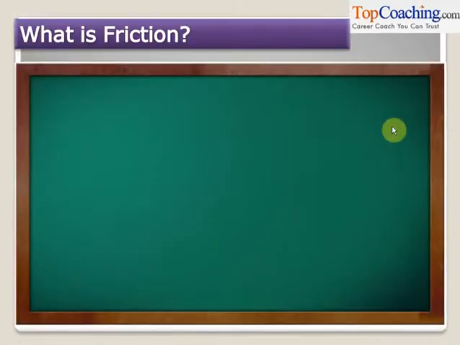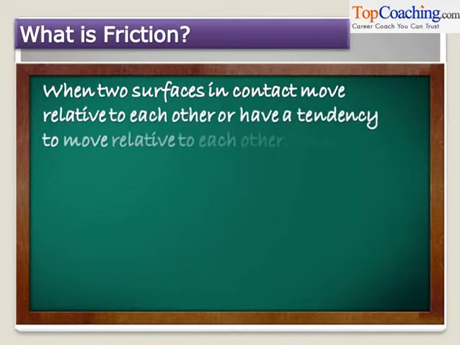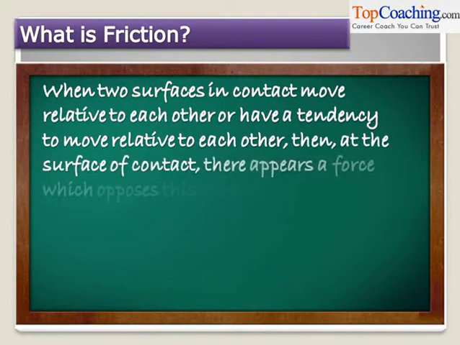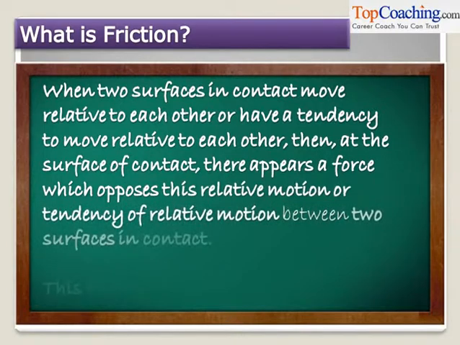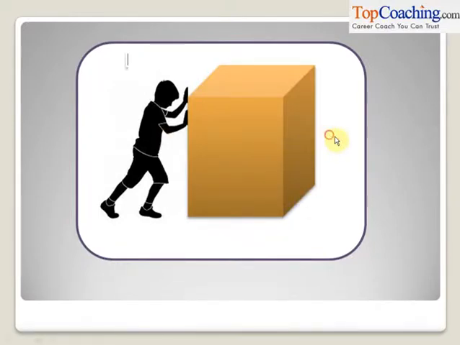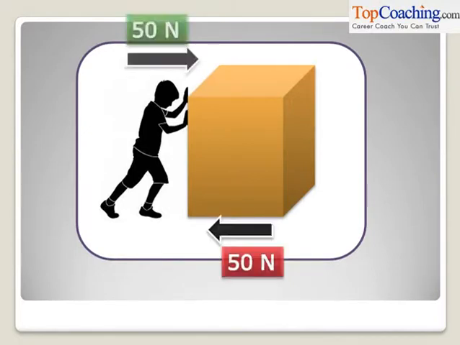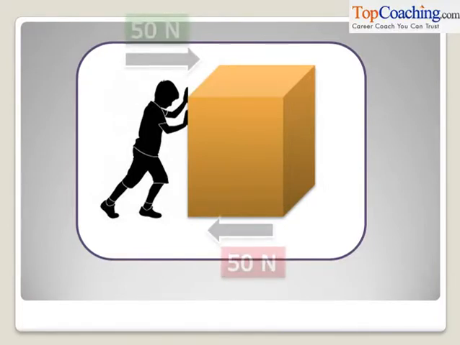So let's first understand what friction is exactly. When two surfaces in contact move relative to each other, or when they have a tendency to move relative to each other, then at the surface of contact there appears a force which opposes this relative motion or tendency of relative motion between the two surfaces in contact. This force is friction. So basically, if this boy is moving this block towards the right and he is applying a force of 50 Newton on the block, then a force of friction will act such that it will also apply a 50 Newton force opposite to the direction in which the boy is applying the force, and it will tend to stop the relative motion of the block with respect to the ground.